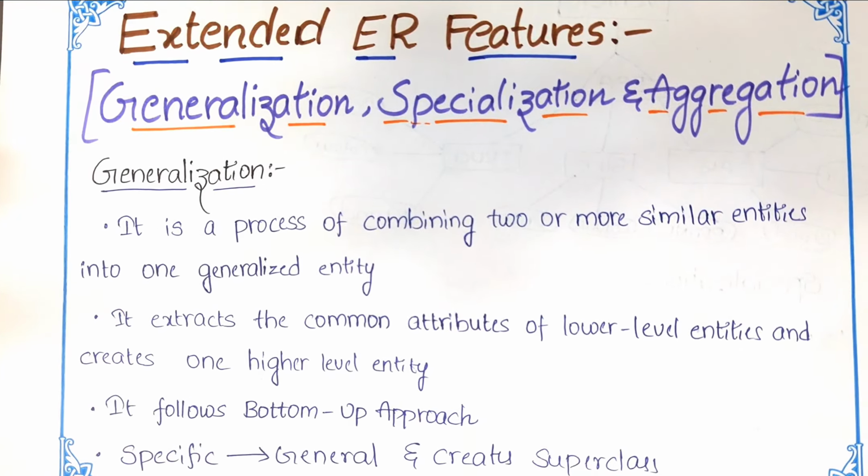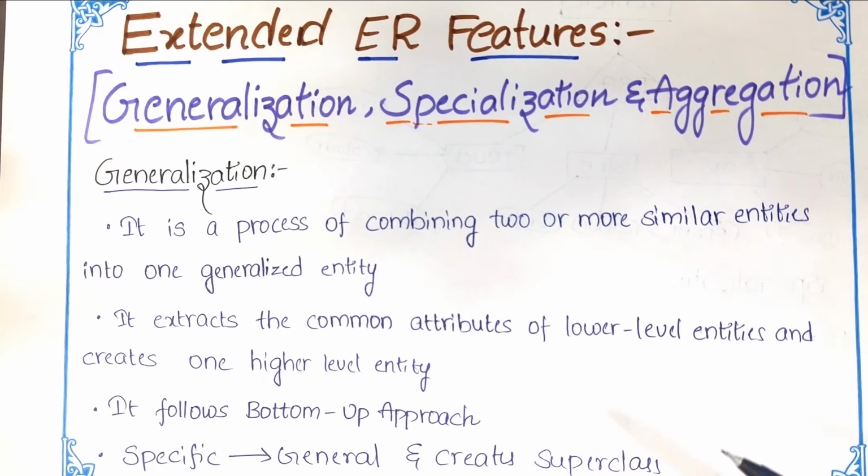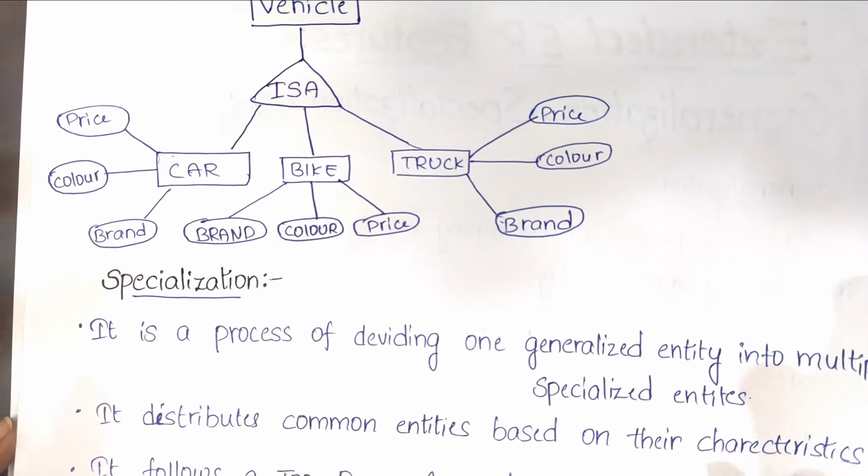It goes from specific to general and creates a superclass. Here car is a specific type of vehicle, bike is also a specific type of vehicle, and the truck is also a specific type of vehicle, right? So after combining all of them, we get a general entity called vehicle. This is called the higher level entity, and the higher level entity is also known as the superclass.